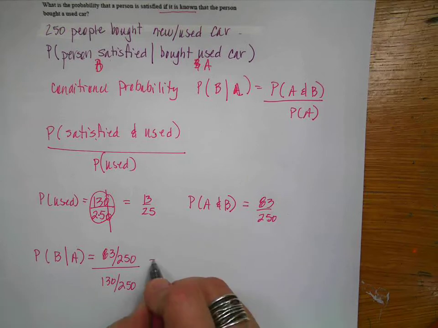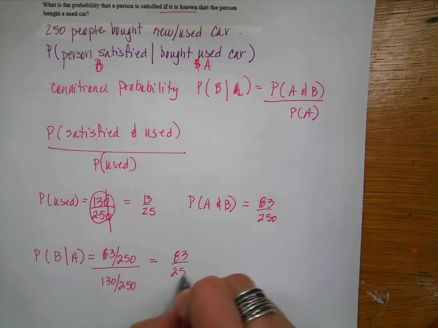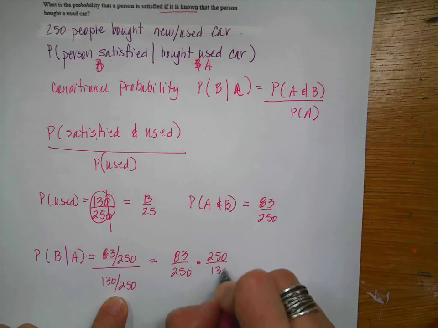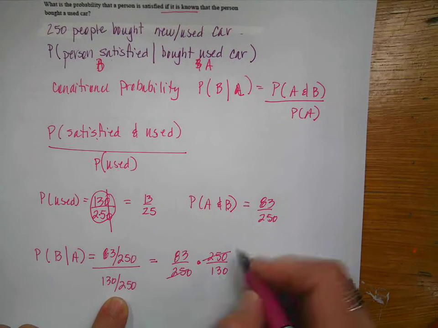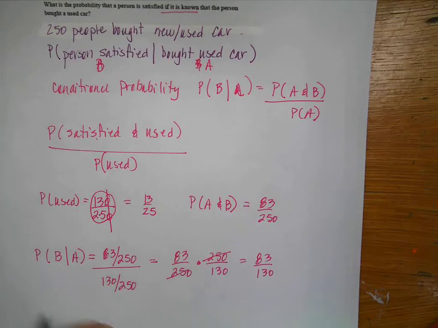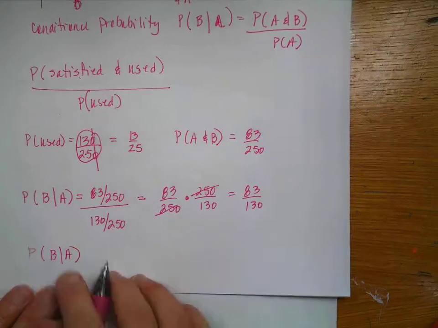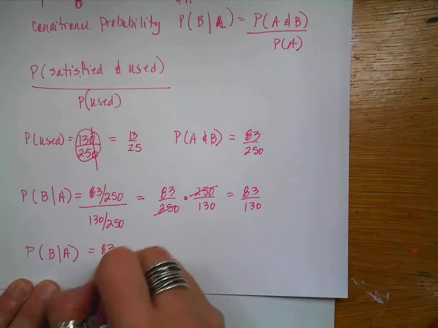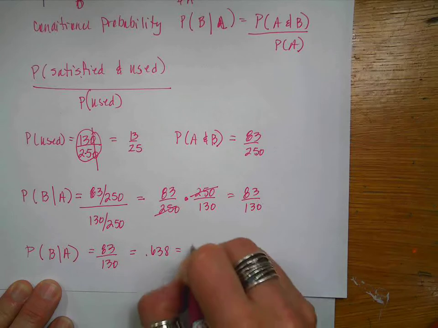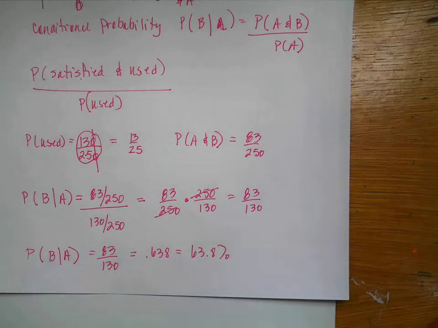Now, if you'll remember, if you have a fraction divided by a fraction, you need to flip the bottom fraction. So here's my 250 in the numerator. I'm going to flip this one and make it 250 over 130. These two numbers cancel, so I get 83 out of 130. So then my probability of B given A is going to be 83 out of 130, which is 0.638, which is 63.8%.